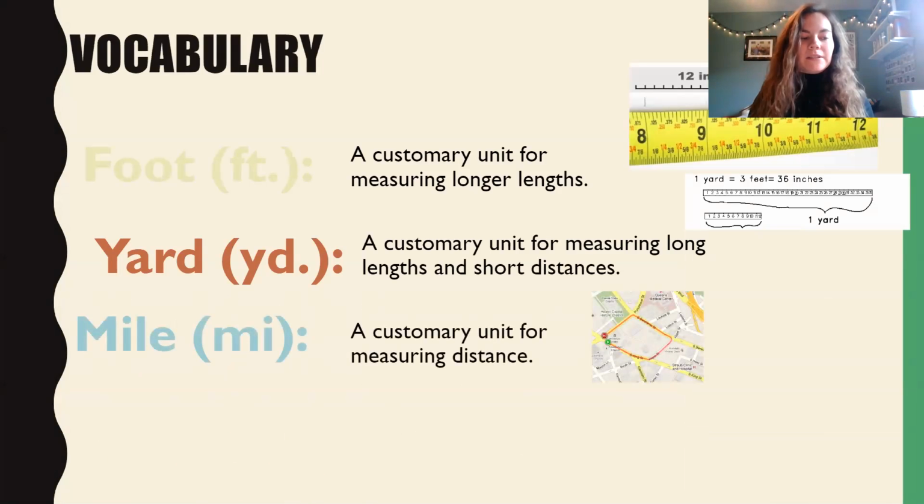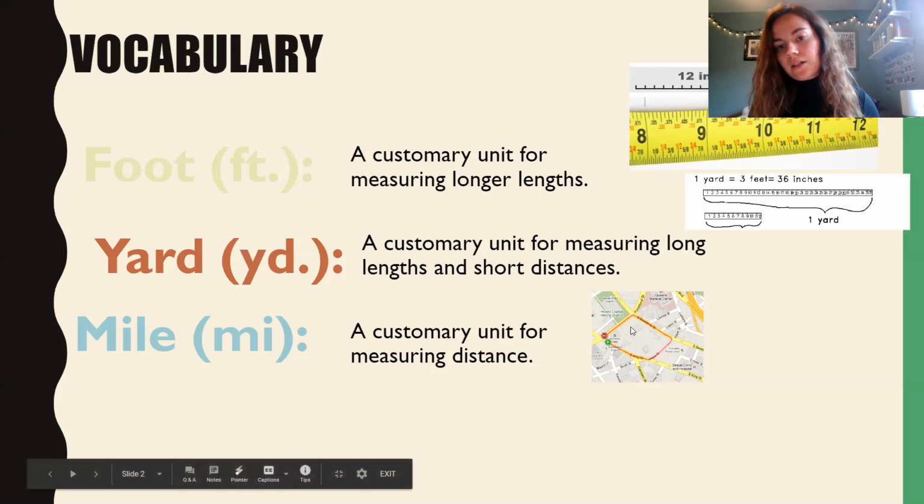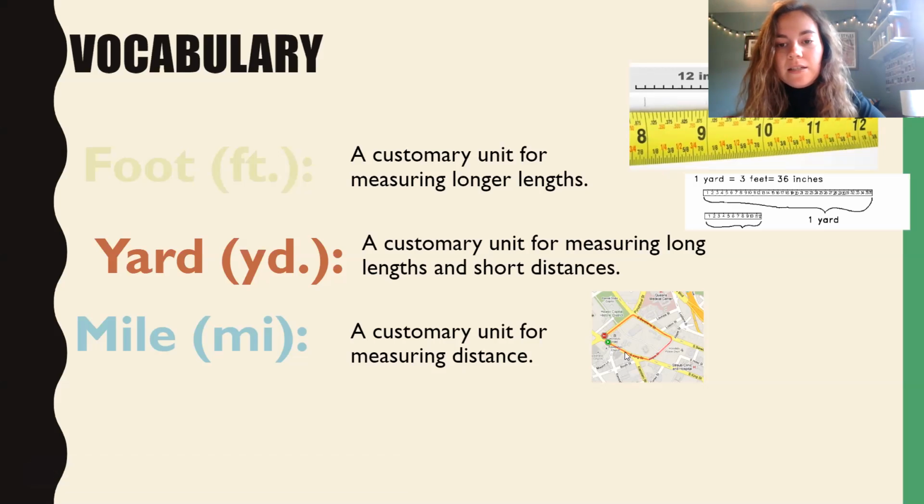And a mile, this is something new today. A mile is a customary unit for measuring distance, but it's for long distances. So a mile is a lot longer than 1 foot and a lot longer than 1 yard. So when we look at a mile, here's this picture down here. See, this green dot is where it started, and then it goes all the way around here, turns here, goes back all the way around, and here, and that's 1 mile.